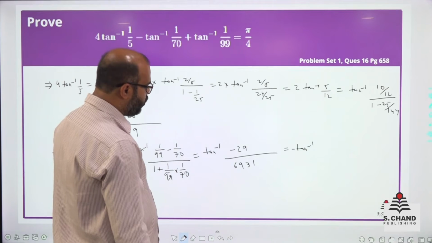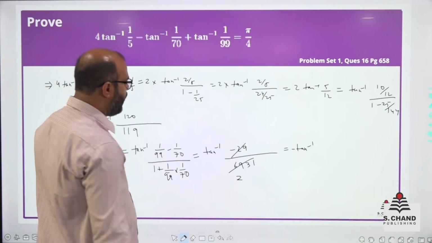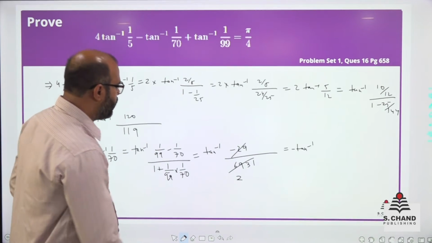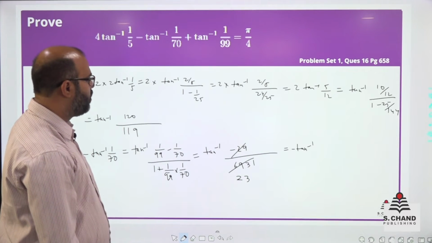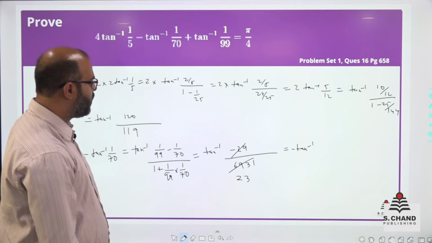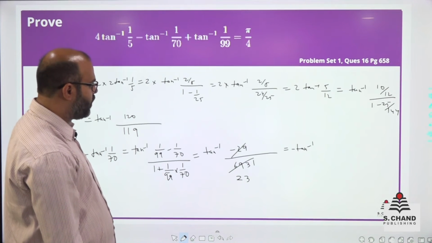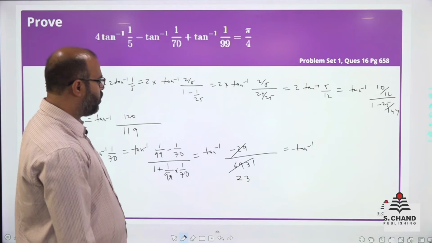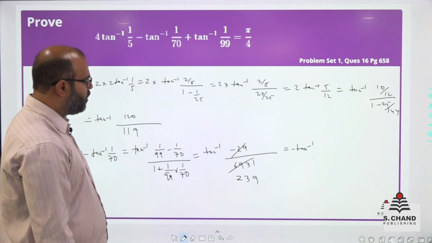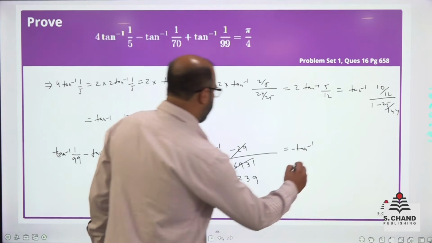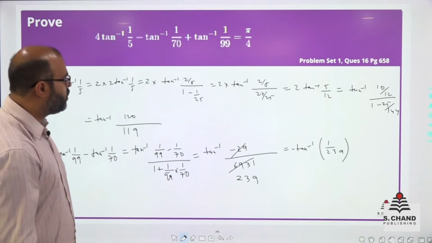Is this getting cancelled by 29? 2 times is 58, 113 carry 3 times, 87, 113 minus 87 is 26, 261. 261 9 times. 9 and 81, 9 to 18, 261, right. So this is minus tan inverse 1 by 239. You have to do a little bit of calculation also in such questions.